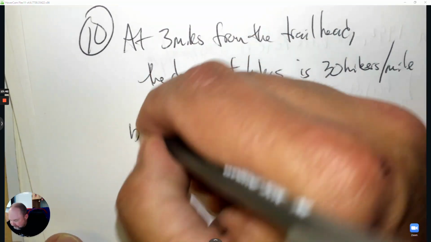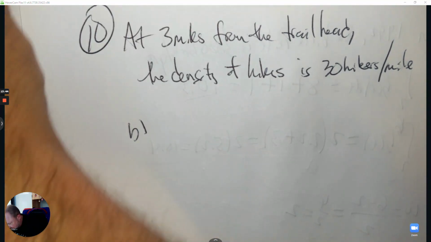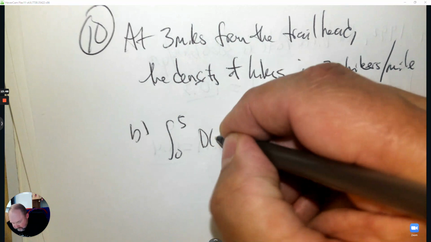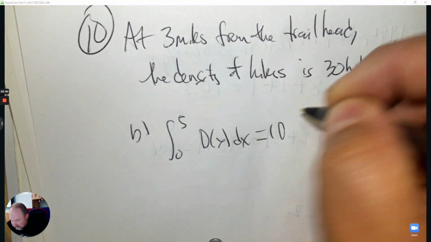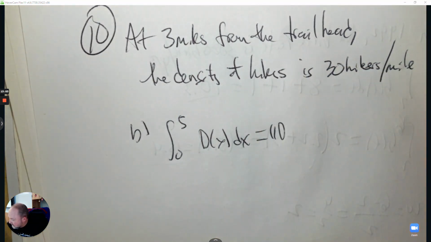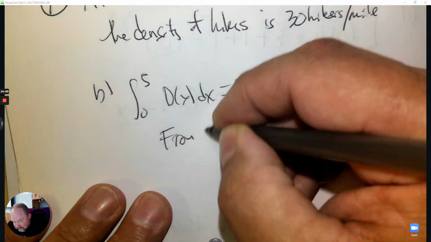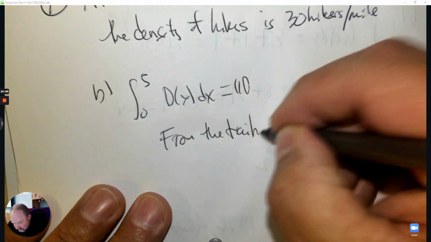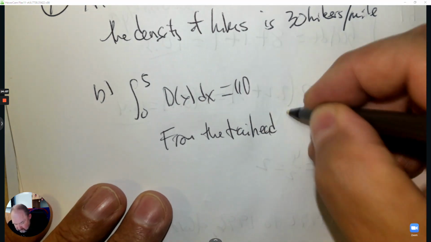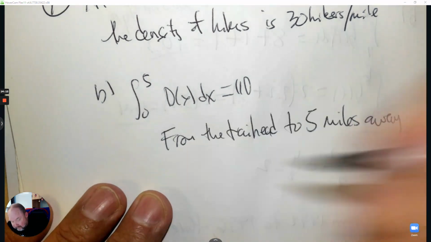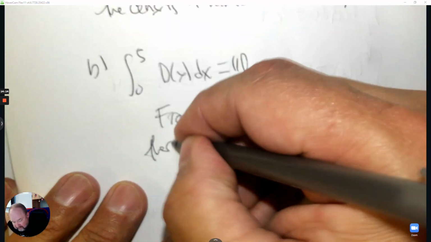All right, part B. If you integrate from 0 to 5, the answer is 110. And it says, write a sentence with numbers and units saying, what does this represent? So, 0 to 5 means from the trailhead to 5 miles away from the trailhead. How many hikers are there? There are 110 hikers.